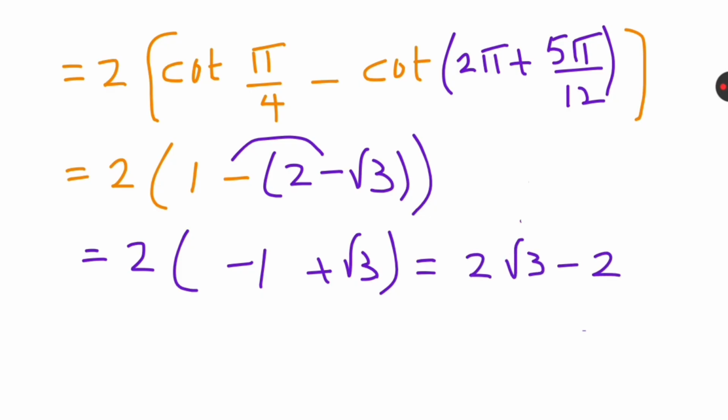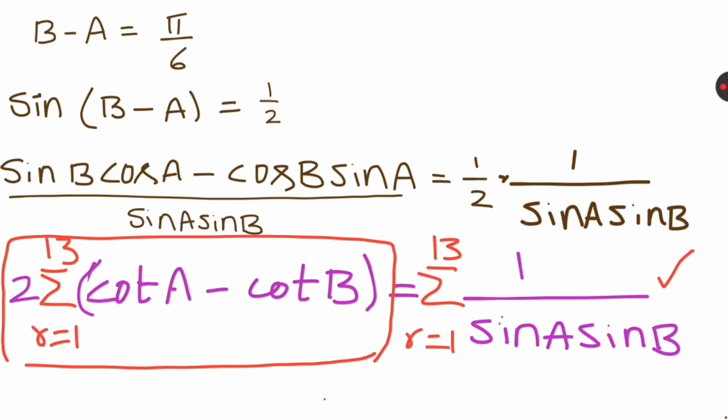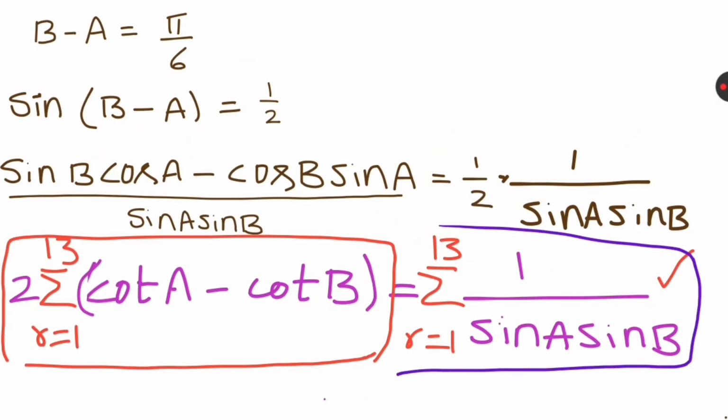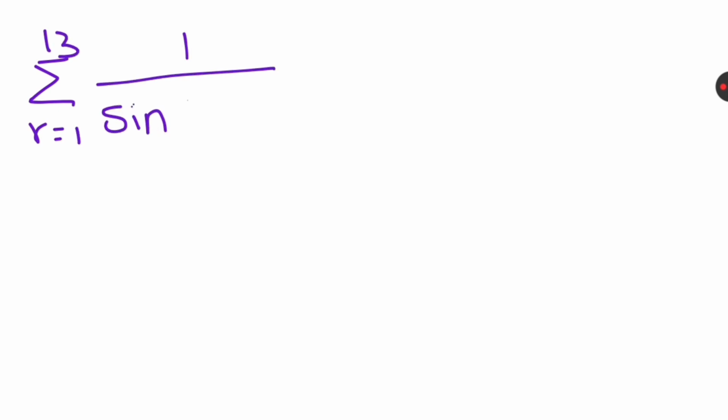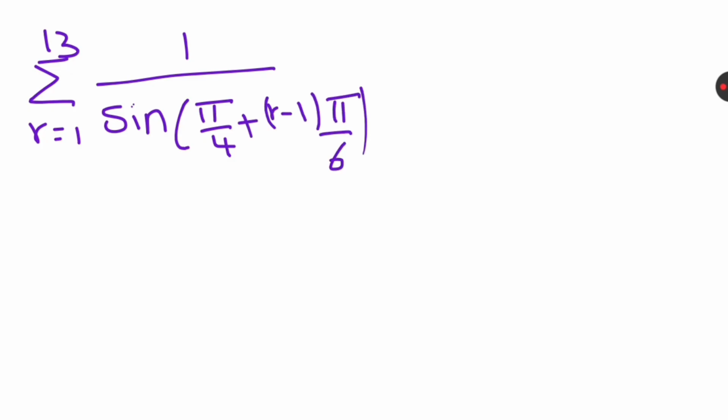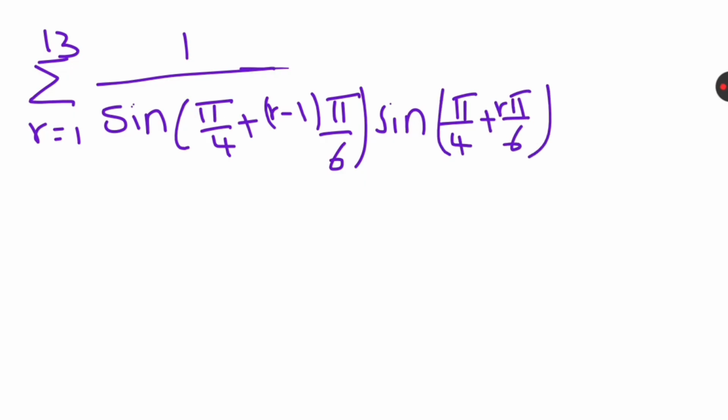So actually, what is this value? This value is the summation from r equal to 1 to 13 of 1 over sin A times sin B, where sin A is nothing but sin of pi over 4 plus (r minus 1) times pi over 6, and sin B is nothing but sin of pi over 4 plus r times pi over 6. This is sin A sin B. So after simplifying, what we got is 2 root 3 minus 2.